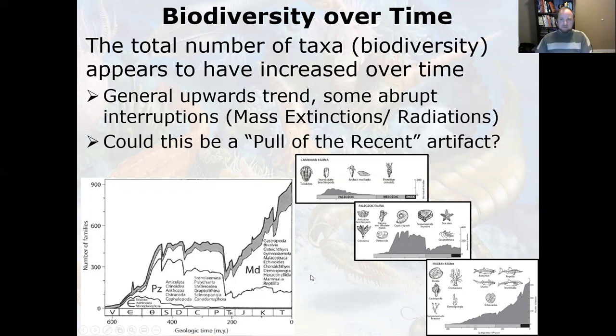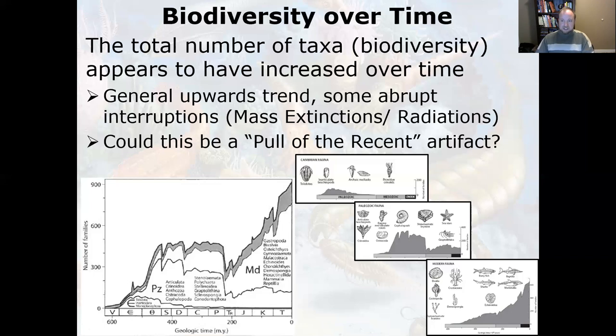There's been a lot of discussion about whether this is a pull of the recent artifact as well, and it certainly is to some extent. Modern rocks are a little bit more accessible. There's more of them. It's easier. There's less taphonomic effects because they're just not as old.